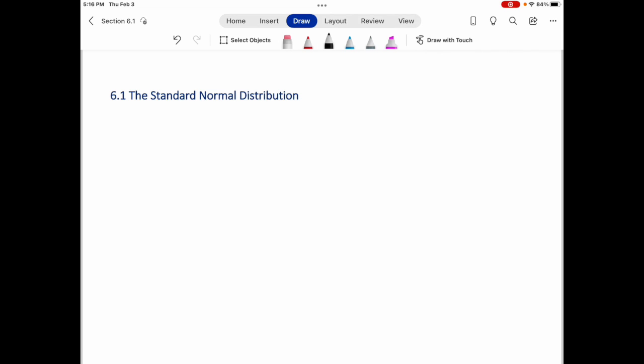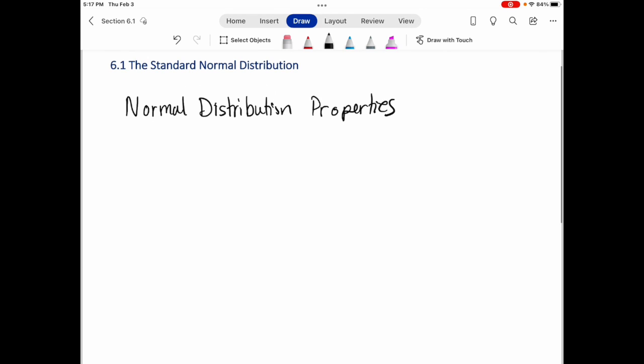So in this section, we're going to talk about the normal distribution and really focus on that, and then we're going to build up to what the standard normal distribution is. So the first thing that you need to know when we're talking about the normal distribution is we need to know the properties and understand what those are so that we can identify a normal distribution when we come across one.